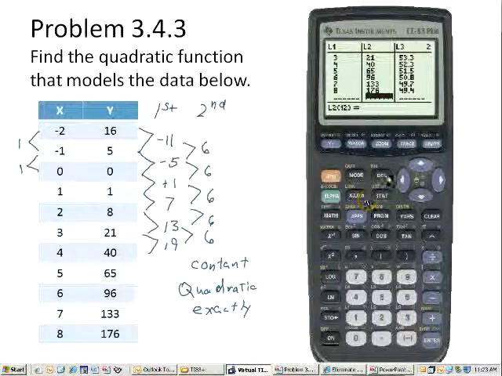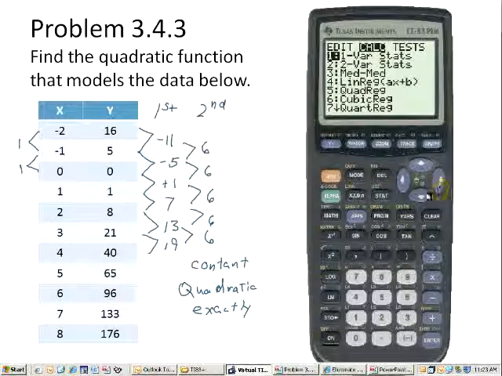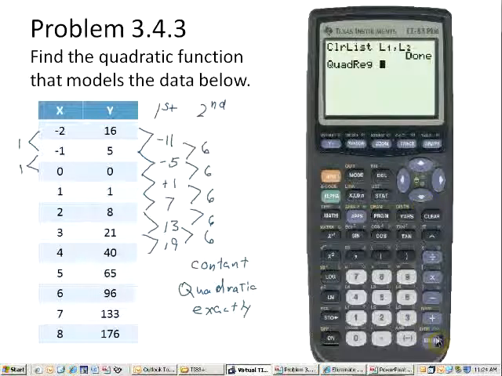To come up with a model that we are asked to find, we are going to go back into the Stat menu, and we're going to go to Calculate. We have determined that this is going to be a quadratic model, so I'm going to go to number 5 here for quadratic. I'm going to tell it where my x values are. They're in L1. I'm going to tell it where my y values are. They're in L2. And I'll hit enter. And this gives us our model.